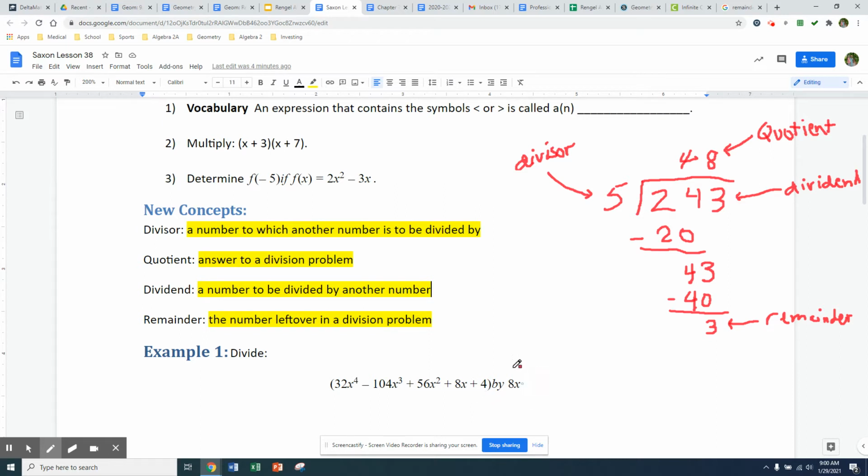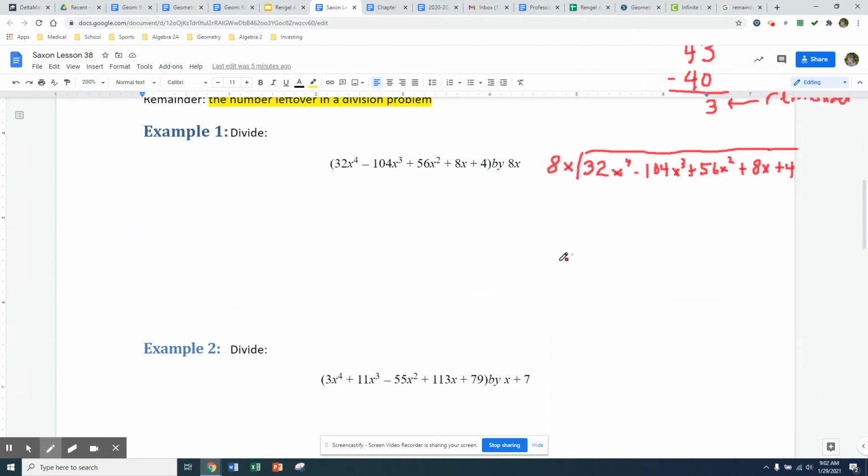Now we're going to start heading into problems like example 1 and start to do long division with polynomials. To start our polynomial long division, we'll put the divisor on the outside of our house and the dividend on the inside. So I can tell we're dividing this polynomial by 8x. You're going to want to pause the video right here, and you can write out your polynomial division.